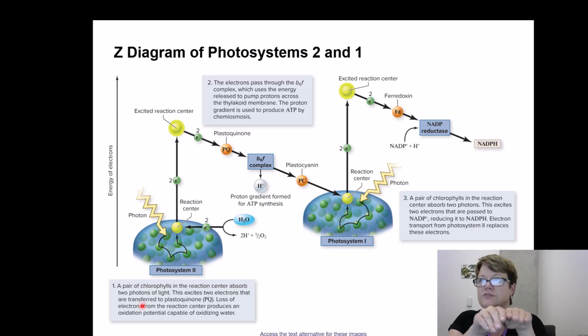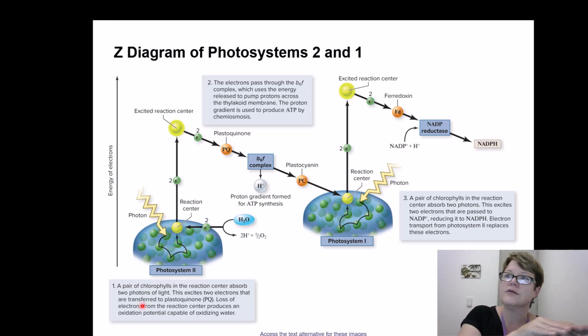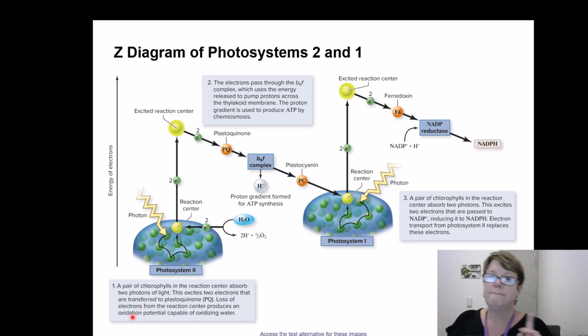And then it passes those electrons down the electron transport chain along the membrane. But when you graph it, this is almost like a graph with the y-axis being the energy of the electrons, then what you show is the electrons go from being low energy when they're at the reaction center to being very high energy. And then this part is showing them being passed along the membrane down the electron transport chain.